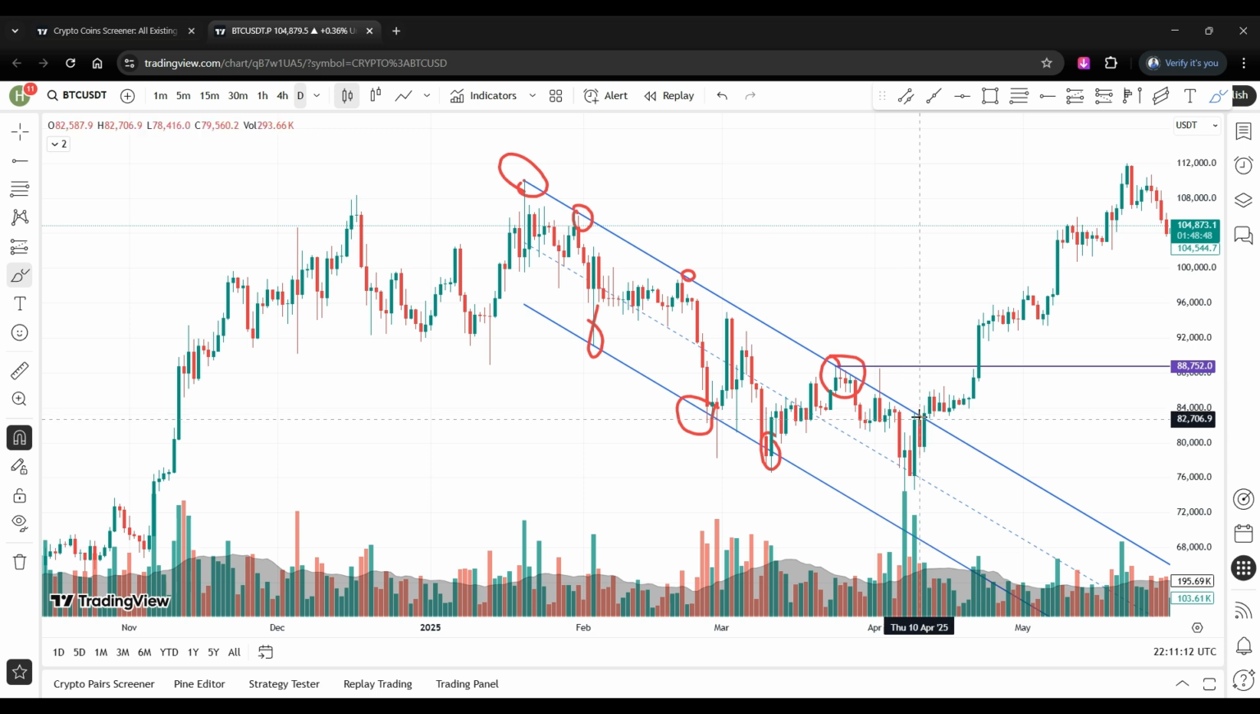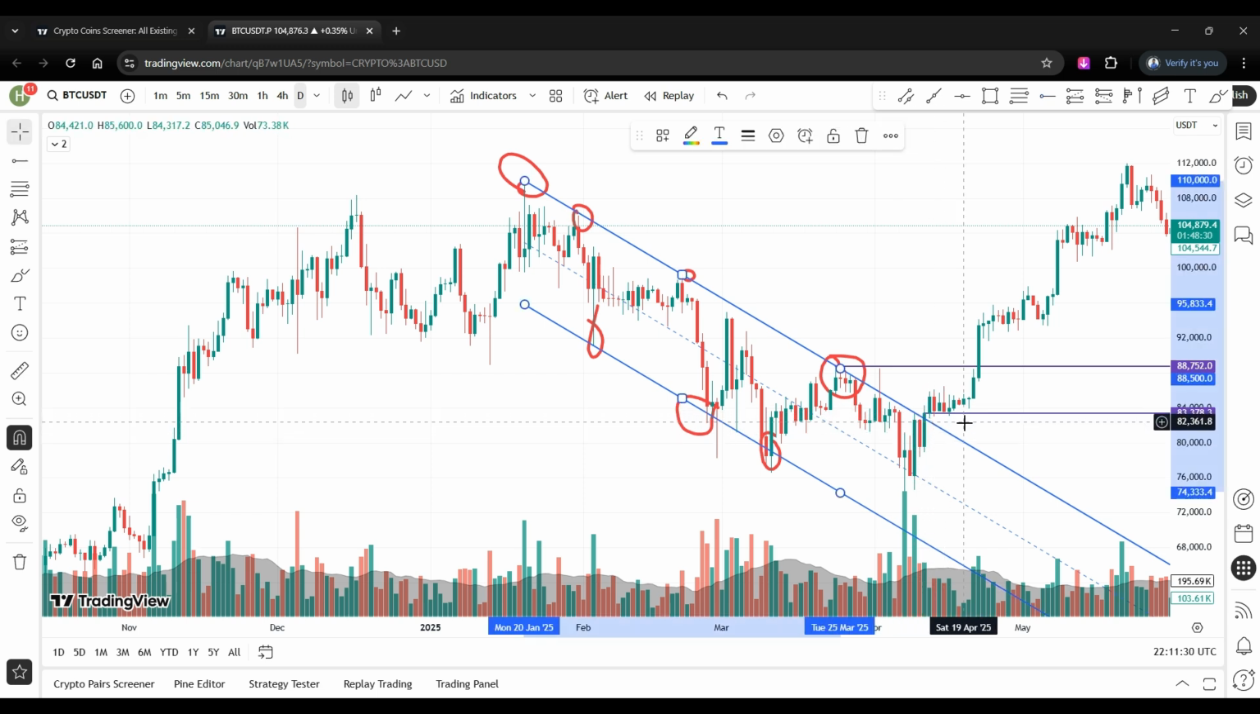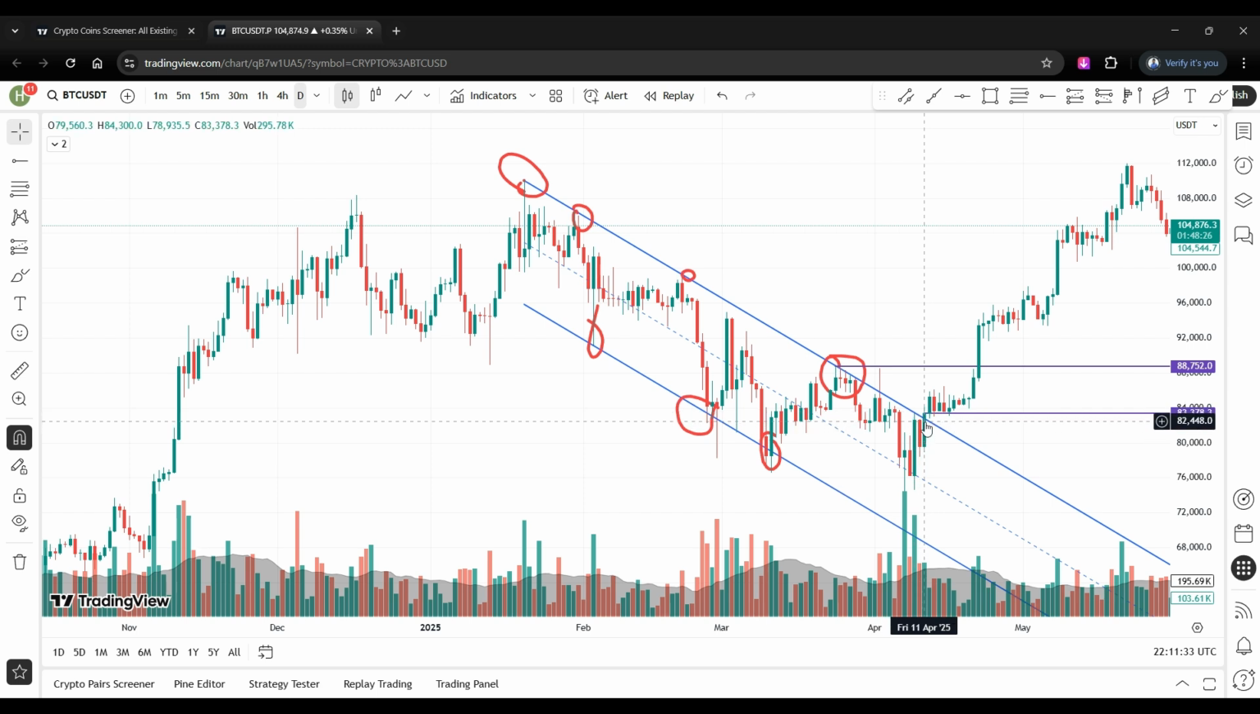Take a look here. Here is the breakout candle, and this candle closed above the trend line. Okay, so we can think this is a real trend line breakout, but we need more confirmation. So we must wait for a breakout candle above this last trendline touch.